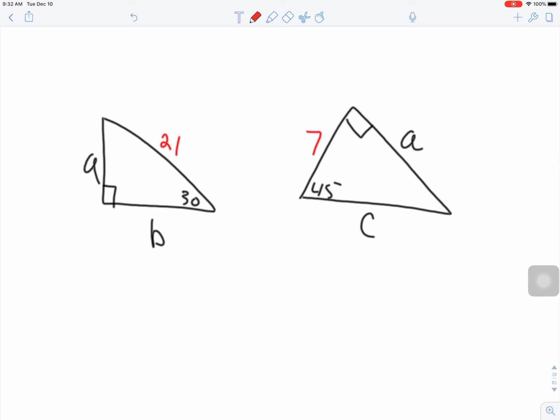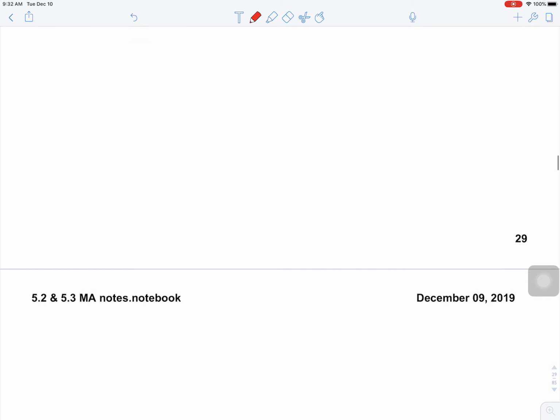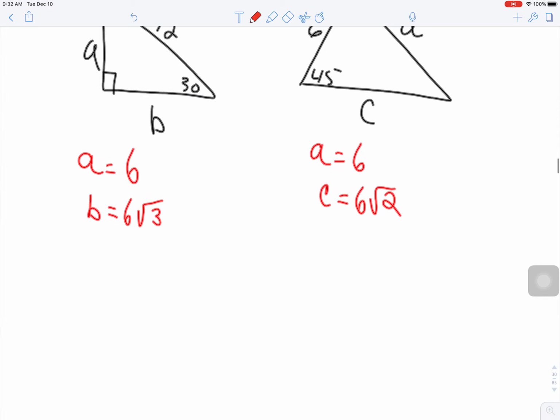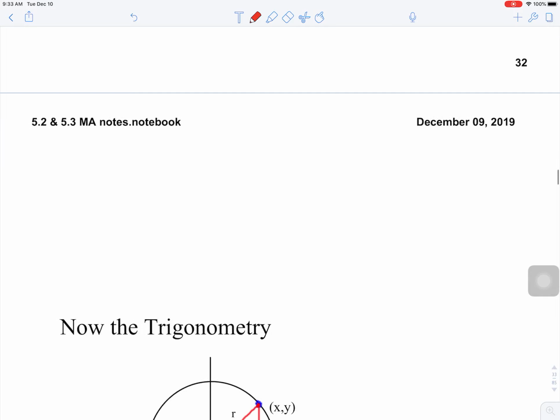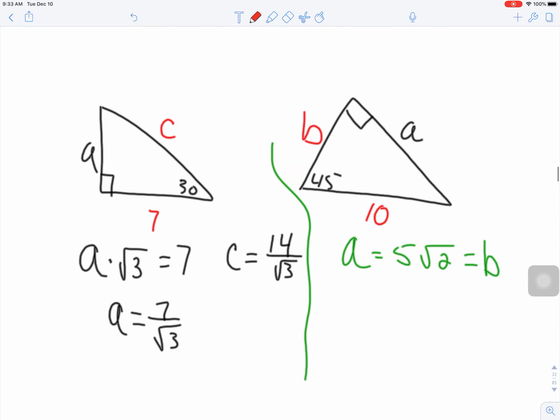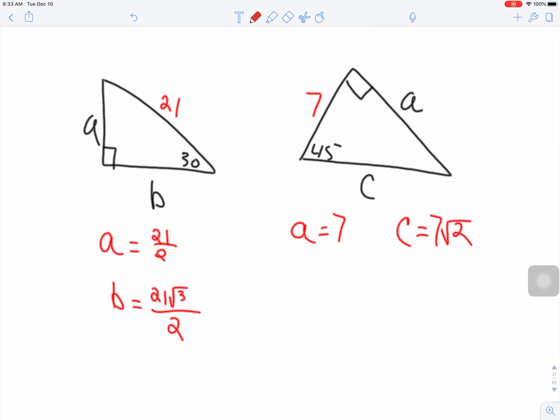So in this problem, if I know that this is a 30, 60, 90, then the side across from it is half, so 21 over 2. Just leave it like that. And this is 21 over 2 square root of 3. Here, if I know one of the legs, then the other one's also going to be 7, and this is going to be 7 square root of 2. Let's try that example on your own. You can pause that. I'll let you look at that one here real fast.